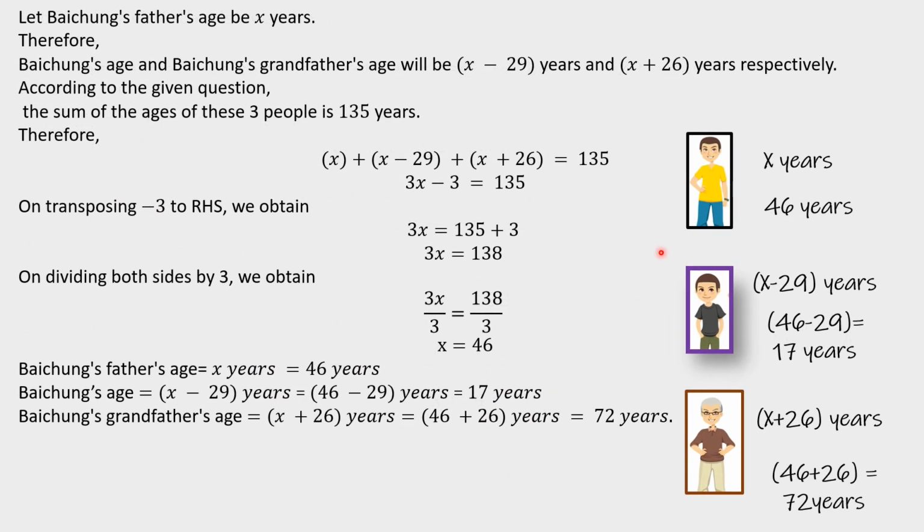Hence, Baichung's father's age equals to x years, which is equals to 46 years. Baichung's age equals to x minus 29 years, which is equals to 17 years. And Baichung's grandfather's age equals to x plus 26 years, which is equals to 72 years. We can solve the question by any method.